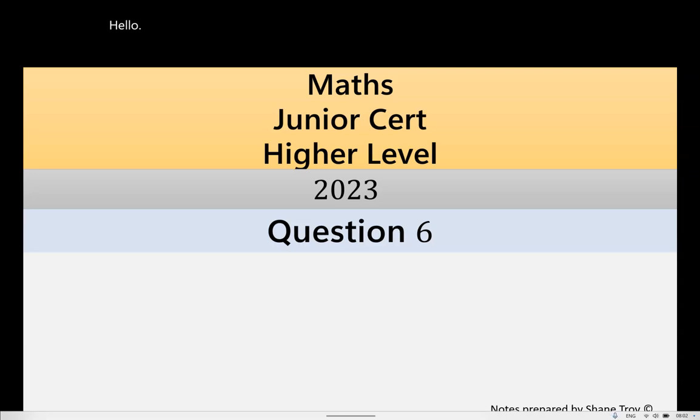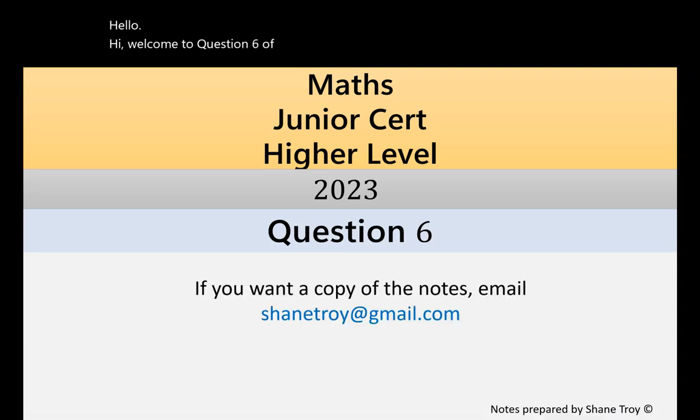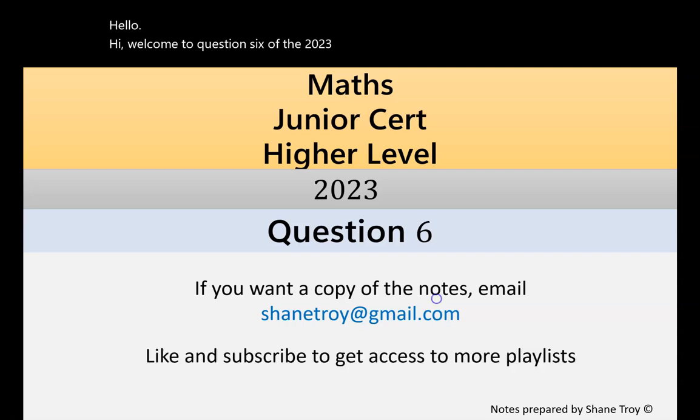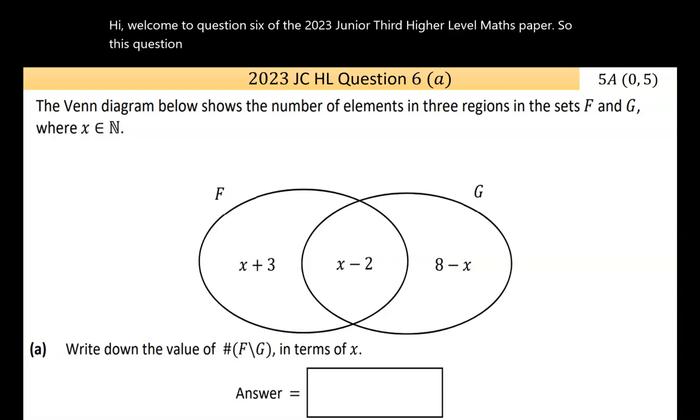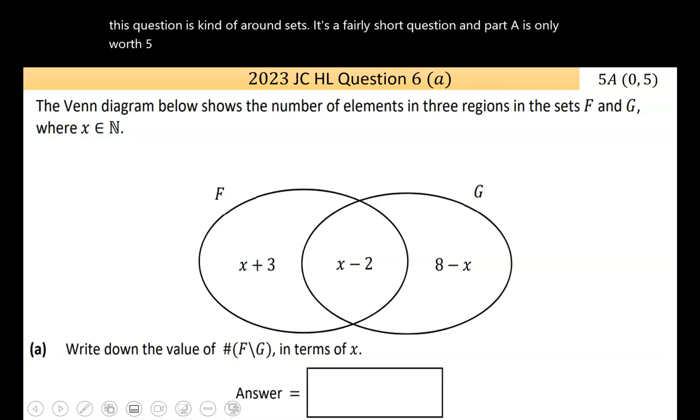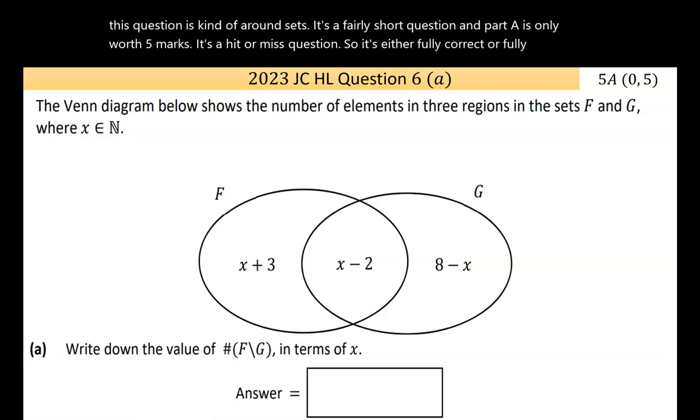Hi, welcome to question 6 of the 2023 Junior Cert Higher Level Maths paper. Okay, so this question is kind of around sets. It's a fairly short question, and part A is only worth 5 marks. It's a hit or miss question, so it's either fully correct or fully wrong. So let's read through it.